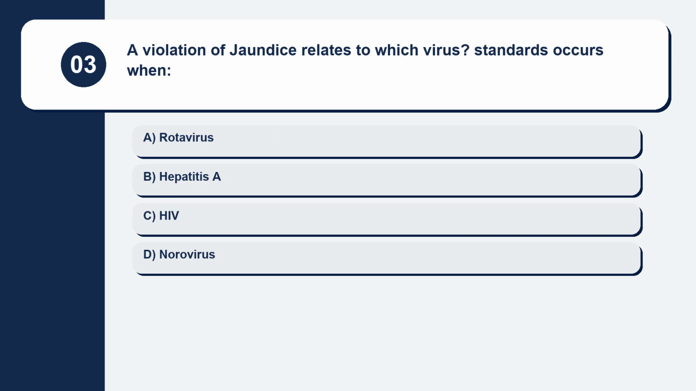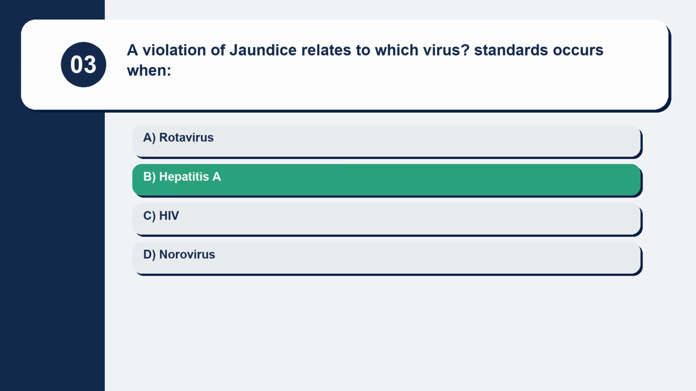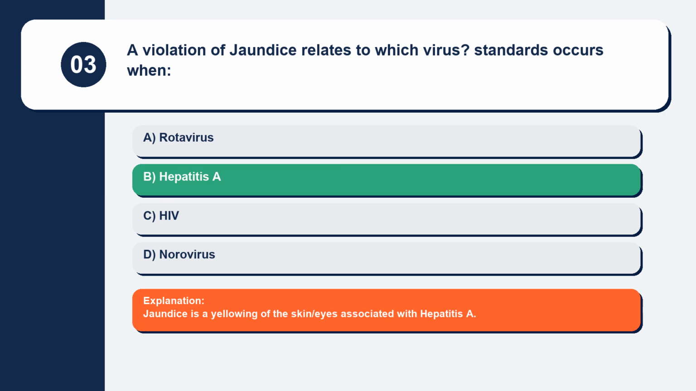Question 3. A violation of jaundice relates to which virus? Standards occurs when rotavirus, hepatitis A, HIV, norovirus. Jaundice is a yellowing of the skin/eyes associated with hepatitis A.